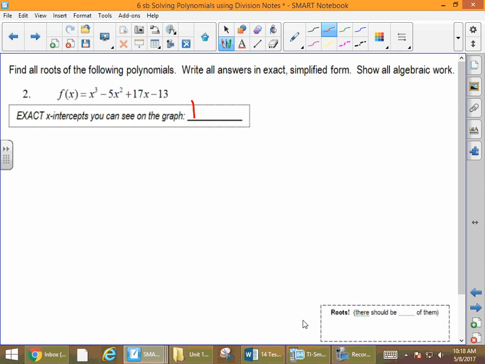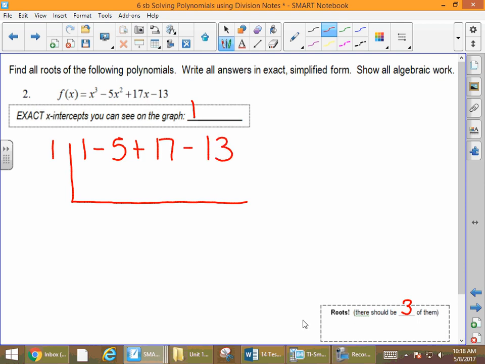How many roots are we looking for? Looking for 3. So what we're going to do is we're going to use our synthetic division with that value of 1 that we just found on our calculator. The number in front of the x cubed is a 1. Number in front of the x squared is a minus 5. Number in front of the x is 17. And then our constant is minus 13.